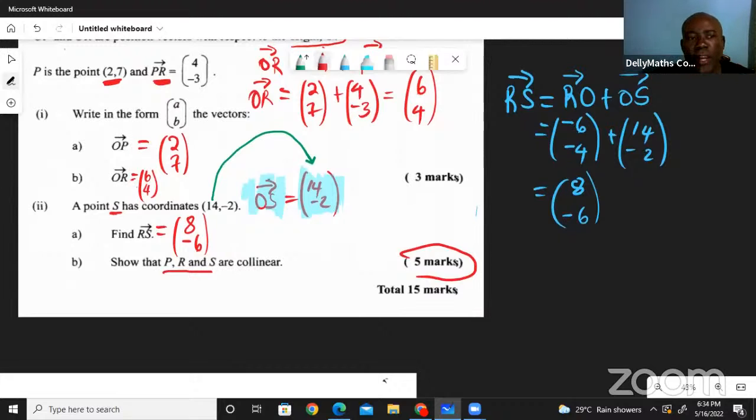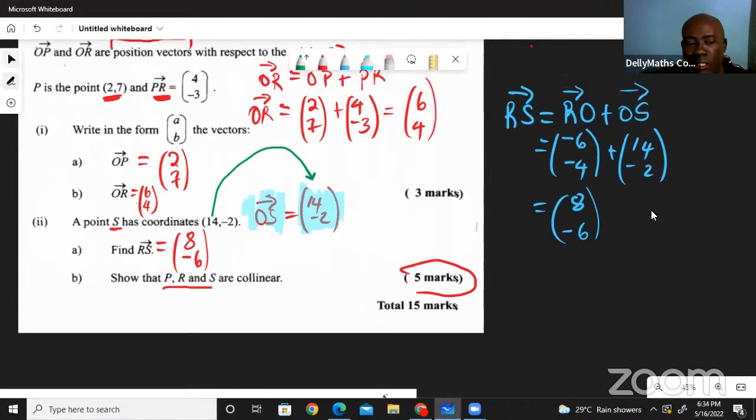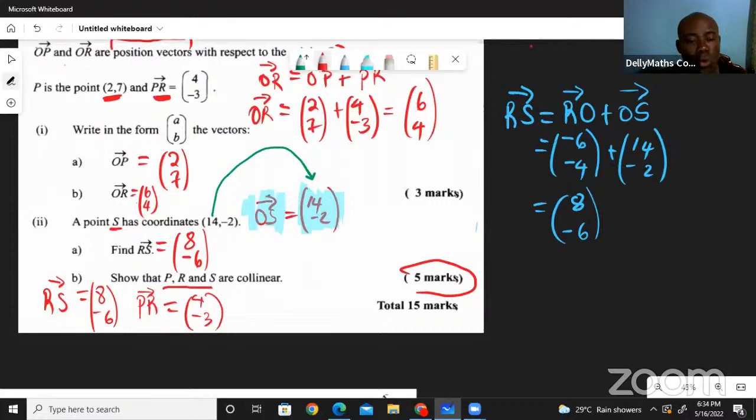Whenever you are working this problem, the first thing you do is see whether what they ask you to do already gives you vectors. I'm getting RS out of it to be (8, -6), and I'm also seeing PR. The question starts off with PR, which is (4, -3). So I don't have to work out any other vector, because in proving collinear I only need two vectors, and having those two vectors I'm able to put them together.